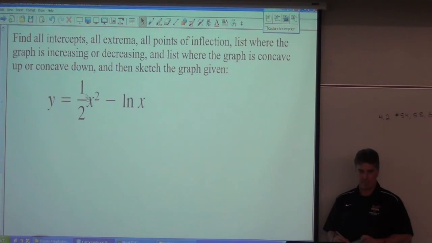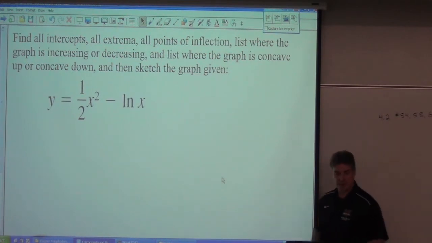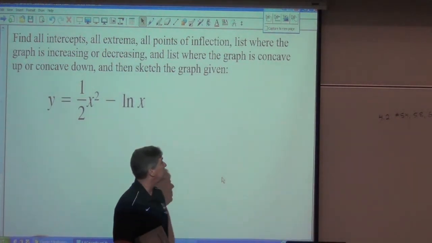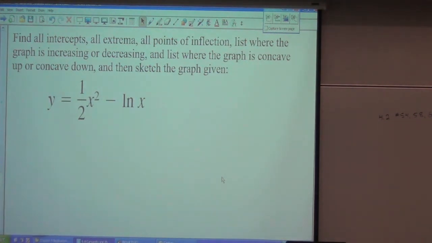All right, then what we're going to try to do here is put everything together. This is going to be fun. We're going to find the intercepts, extrema, points of inflection, all of that. List where the graph's increasing or decreasing, list where the graph's concave up or concave down, and then sketch the graph.